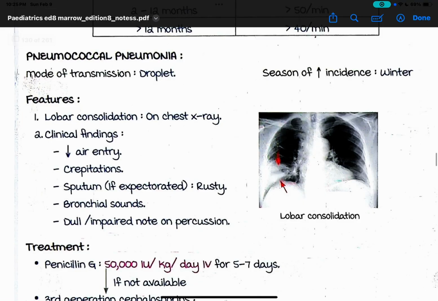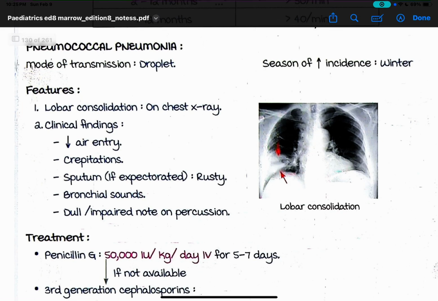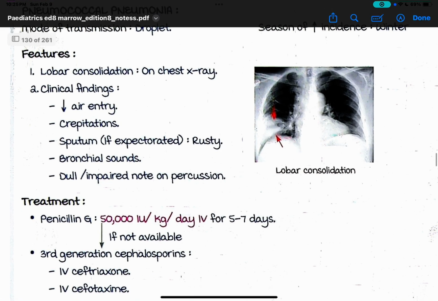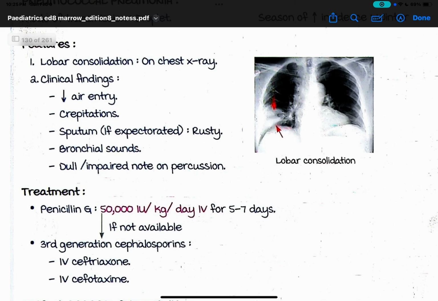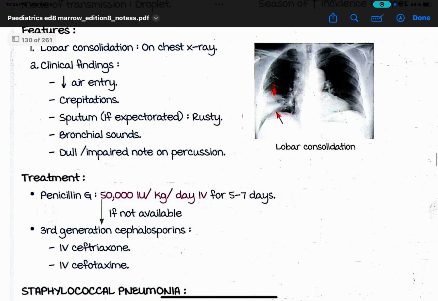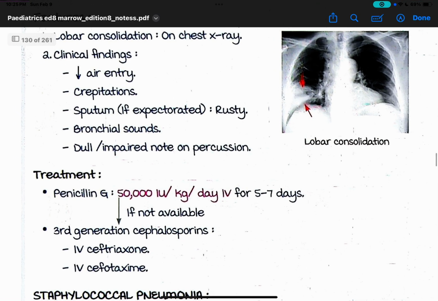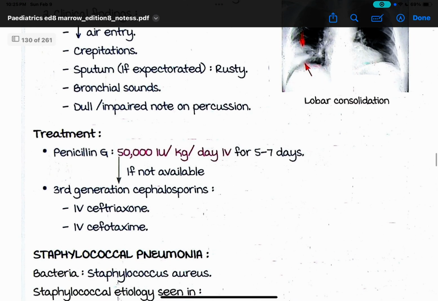Pneumococcal pneumonia. The mode of transmission is droplet. The season of increased incidence is winter. Features: lobar consolidation on chest x-ray, as shown here. Clinical findings: decreased air entry, crepitations, sputum, if expectorated, is rusty, bronchial sounds, dull and impaired note on percussion.